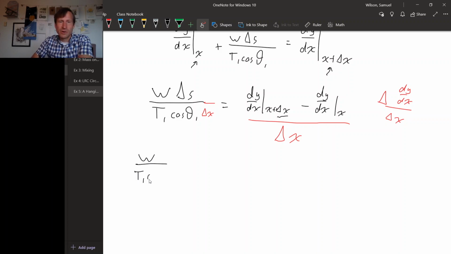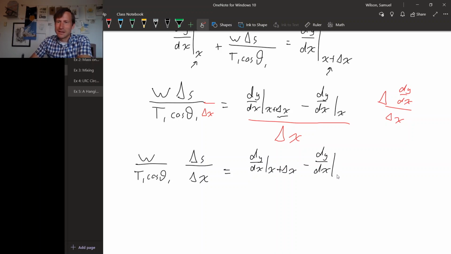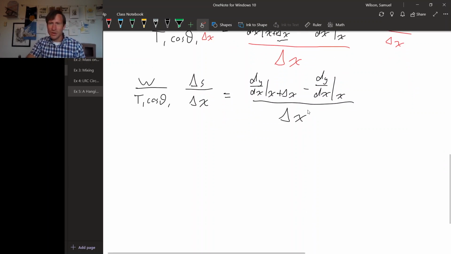w over t1 cosine theta 1 times delta s over delta x equals dy dx at x plus delta x minus dy dx at x, all divided by delta x. Okay, now by dividing both sides by delta x, we actually have two derivatives trying to show up because we have two difference quotients. The one on the right we've already talked about, but the one on the left is a small bit of arc length divided by a small change in x.